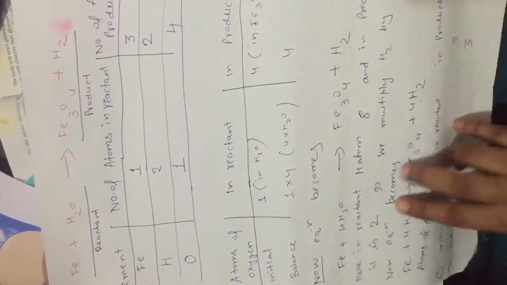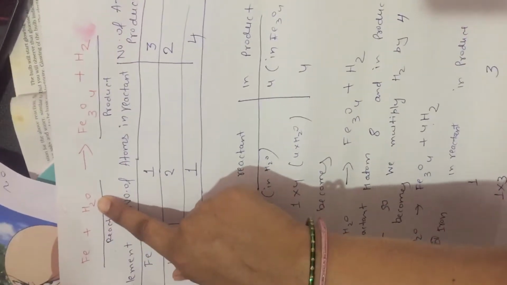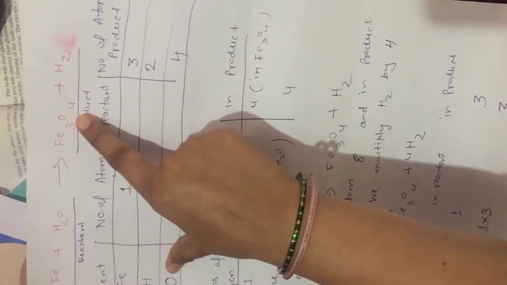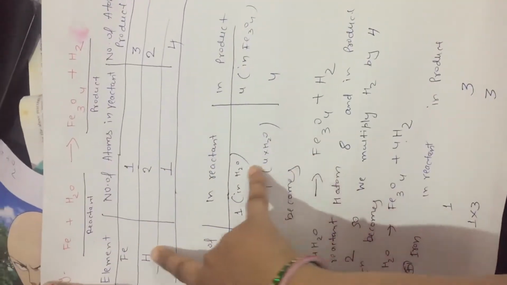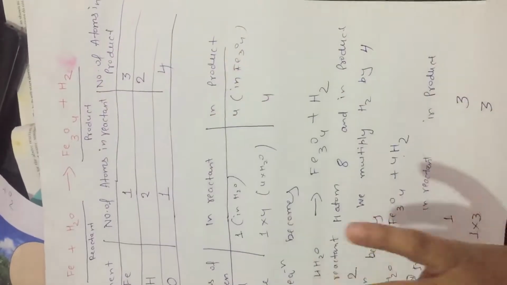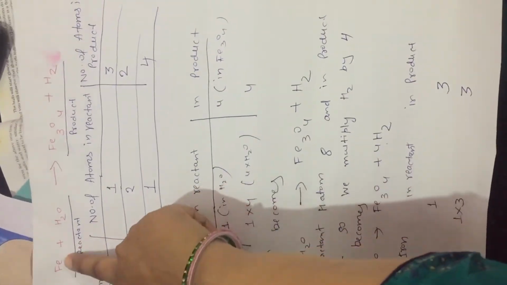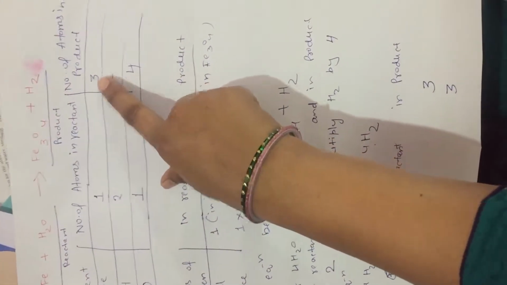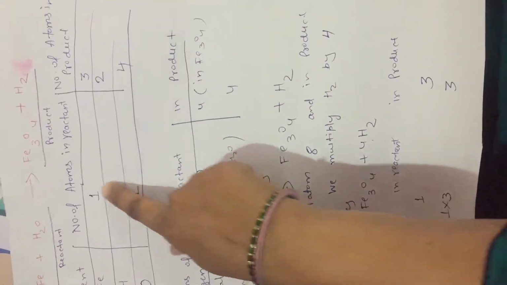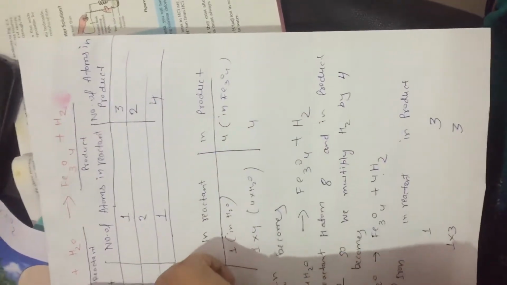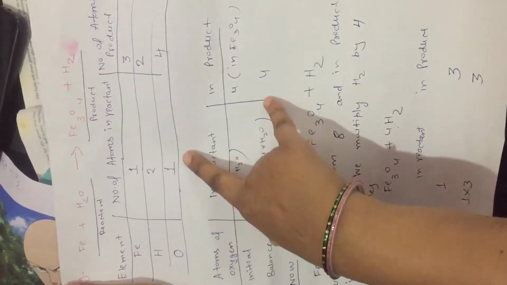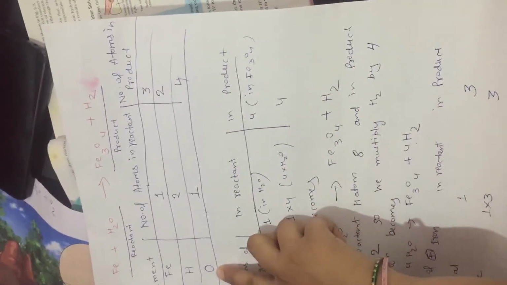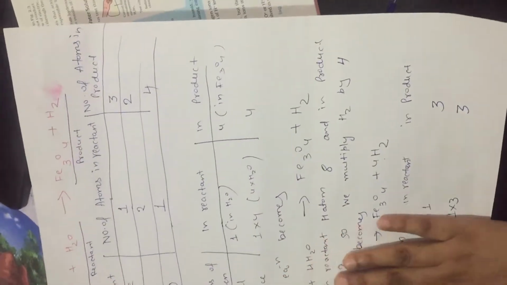Another example: Fe plus H2O gives Fe3O4 plus H2. We have to balance this equation. How will we do it? First we check the number of atoms on the left side and the number of atoms on the right side. Fe is 1 atom and on this side 3 atoms. Hydrogen is 2 atoms, on this side 2 atoms. Oxygen is 1 atom and 4 atoms. The maximum number of atoms is oxygen, so we should first select oxygen and try to balance it.